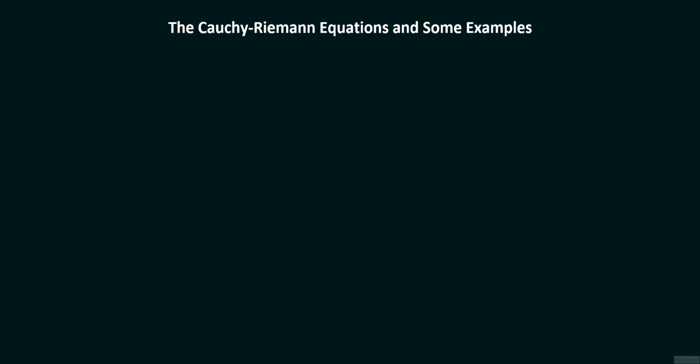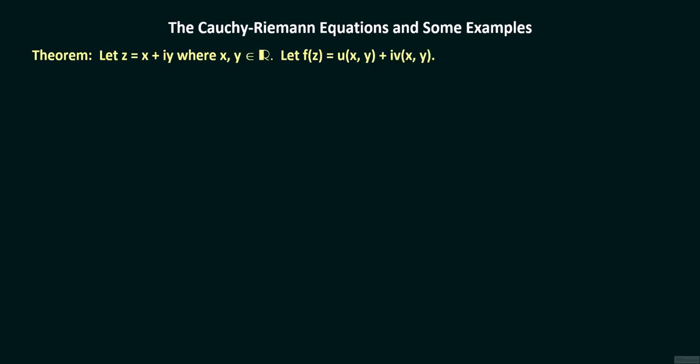In this lecture, we present the Cauchy Riemann equations and show a standard derivation of the Cauchy Riemann equations. Let z be equal to x plus i times y, where x and y are real numbers. Let f of z be equal to u of x, y plus i times v of x, y, where both u and v are real valued functions.